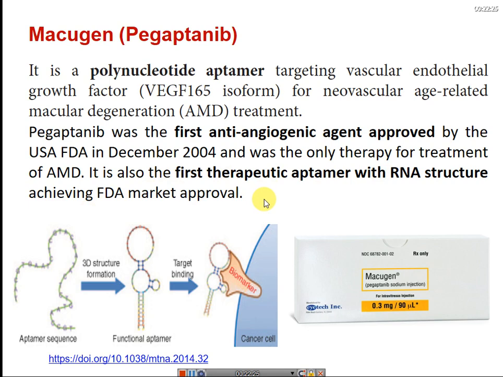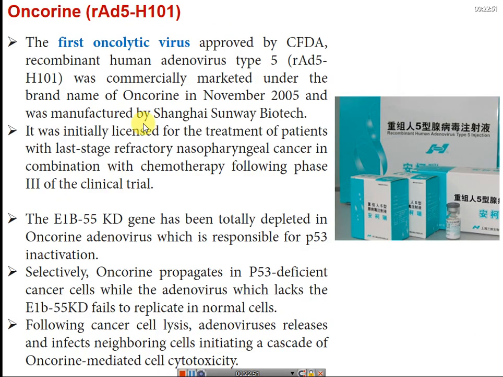Now other treatments are also available for AMD, like different monoclonal antibodies, because these gene therapeutic drugs are highly costly compared to the other therapies. So nowadays the market is reducing for this product, but it is still useful for treatment of age-related macular degeneration.